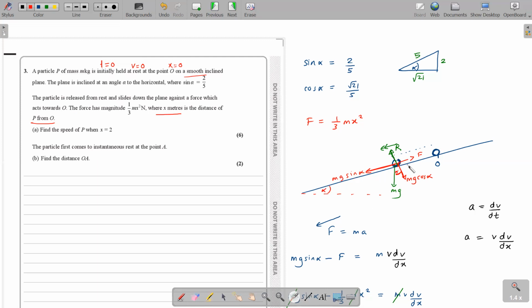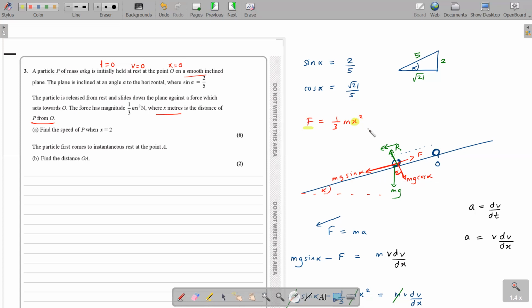You can see here, the first thing you need to notice is that the resistive force they've given you is a function of displacement. When you see this question, you need to remind yourself this is a question from chapter 1, because in chapter 1 you were dealing with forces that were functions of time and forces that were functions of displacement. So here the force is a function of displacement.